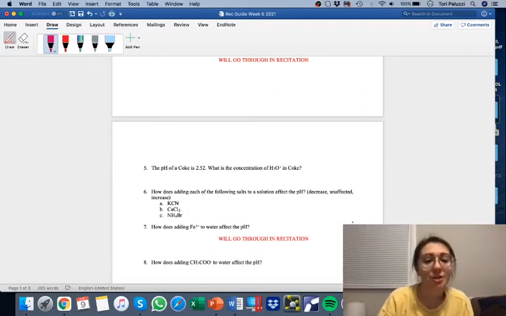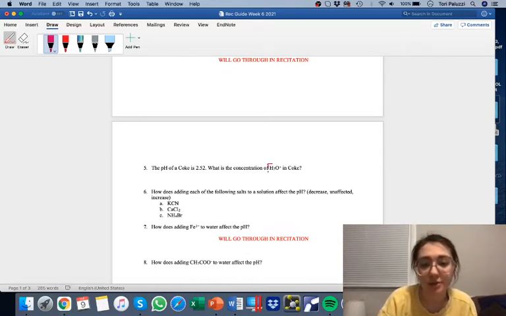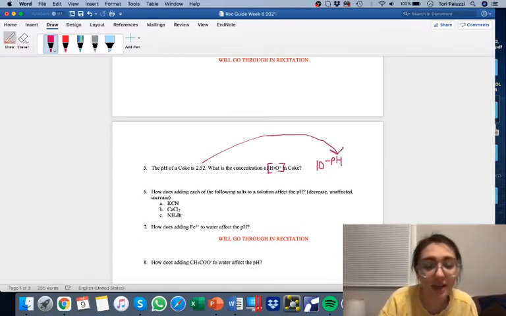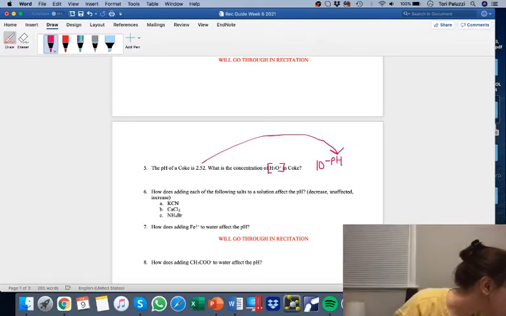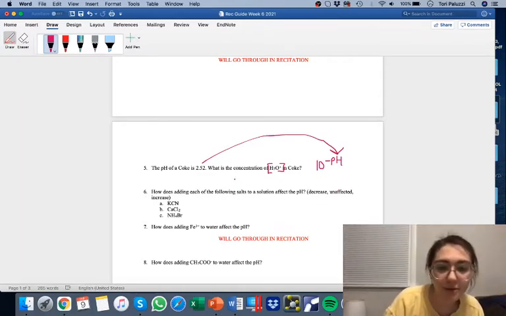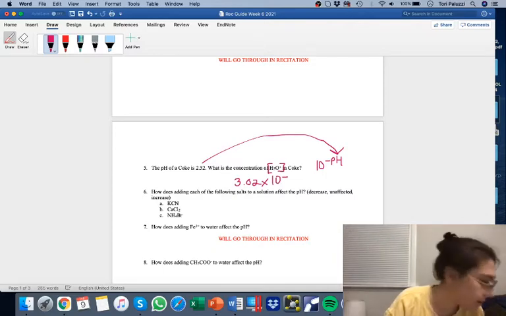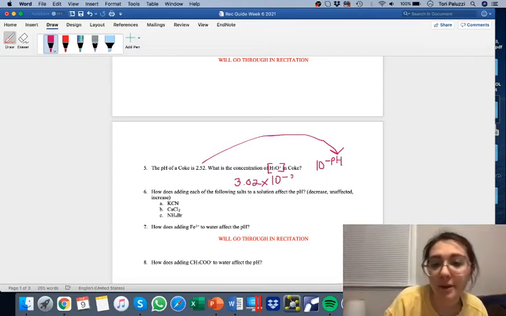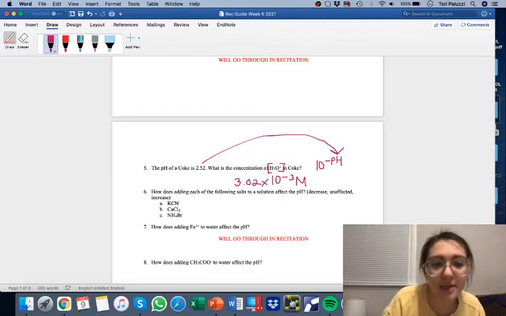The pH of Coke is 2.52. So what is the concentration of hydronium ions? So again, if we just take 10 to the negative pH, that is going to equal our concentration of hydronium ions. So if I literally just take 10 to negative 2.52, plug that into my calculator, and then I get 3.02 times 10 to the negative, and I count my zeros, 3. Okay, so that's going to be our concentration. Easy peasy.